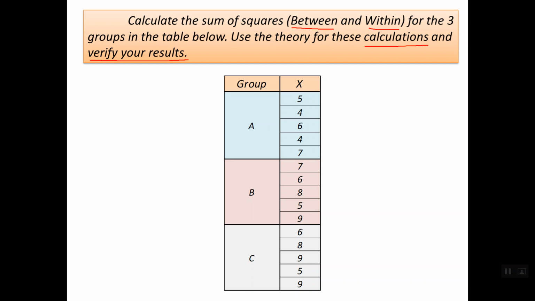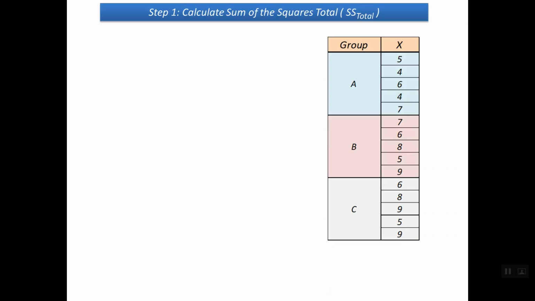So we have here three groups, group A and group B and group C, and for each group we have what's called the observations. This is the observation related to group A. These are the observations for group B, and these are the observations for group C. So first of all, the first step to understand the theory behind the calculations, we need to understand the calculation of the sum of squares total, or the SS total.